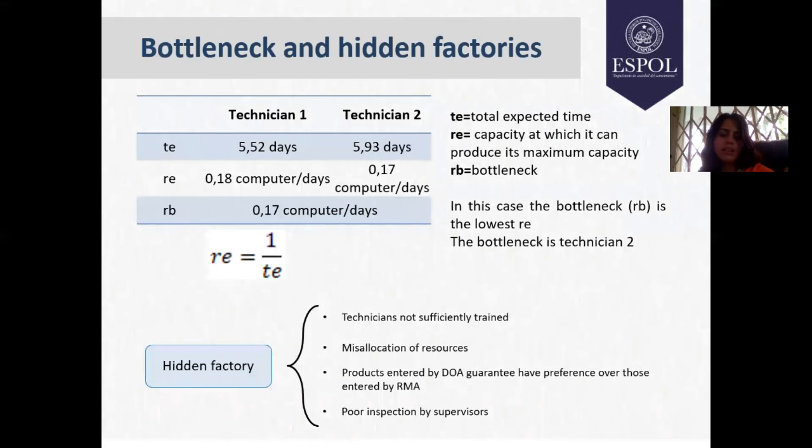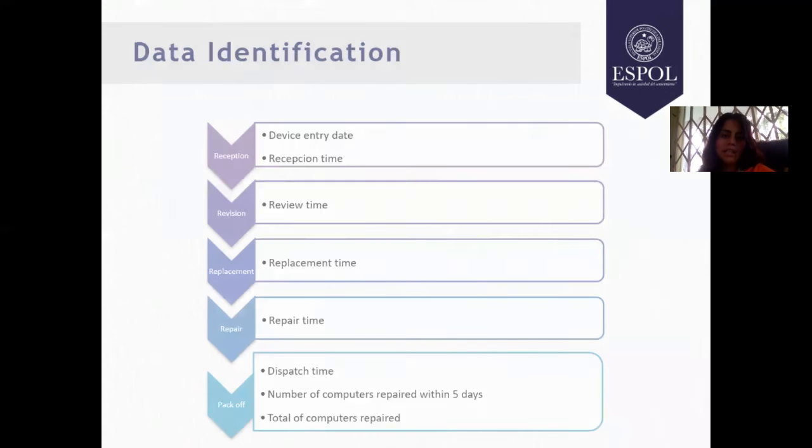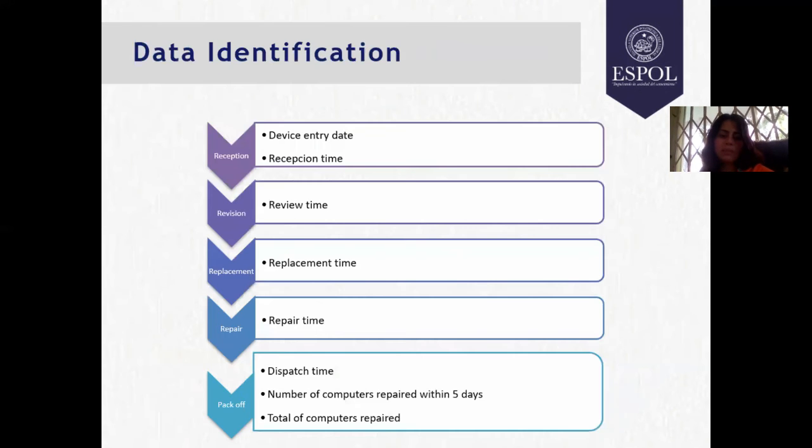Here we have the bottleneck that was obtained from the process time, by which we could find the rate of the bottleneck that is generated by technician 2. On the other hand, there are the elements of the hidden factor. In the identification of the data, we have the order of the joint process for each element that is required for data collection.